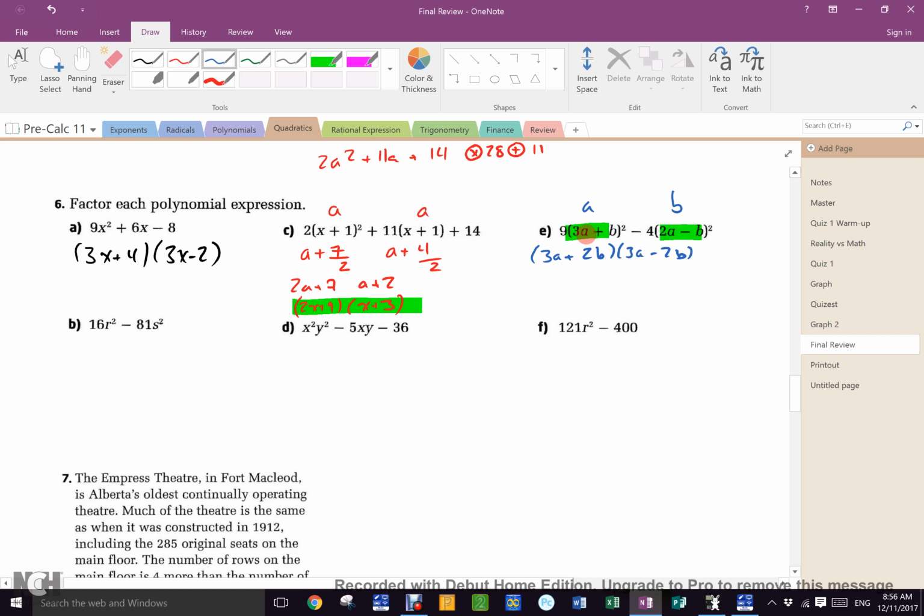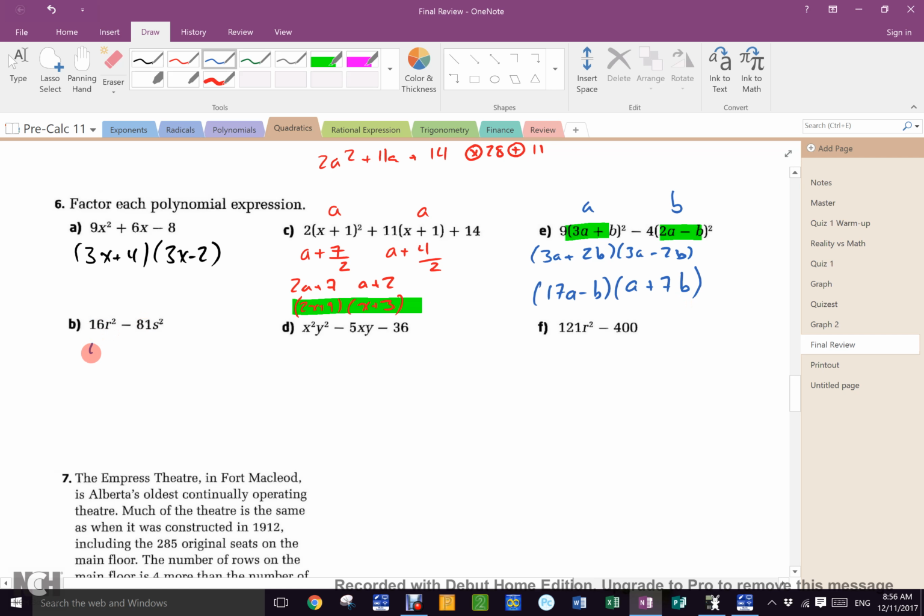3 times a is 9a. I can't be bothered because it's frozen. There we go. The answer is 17a minus b and a plus 7b.